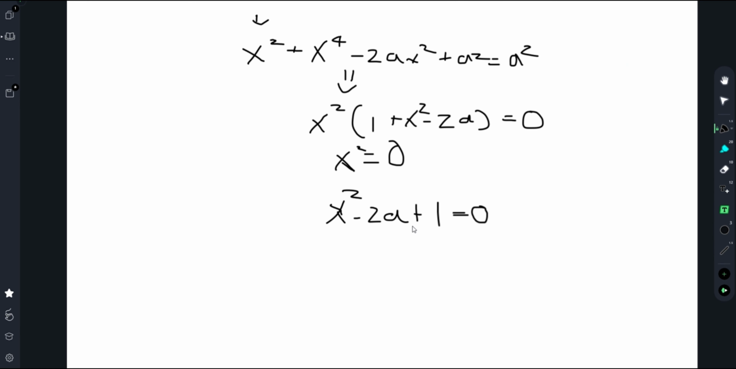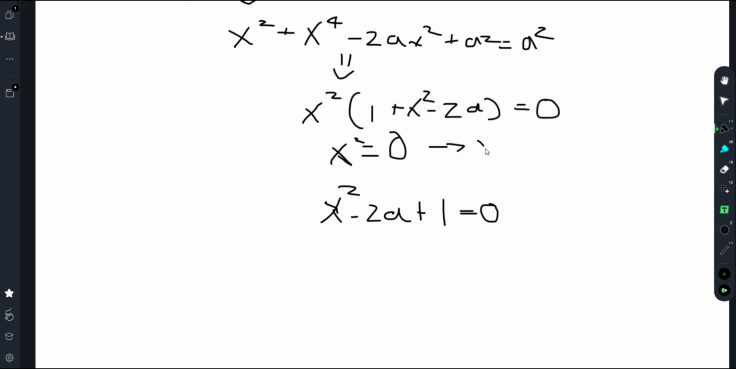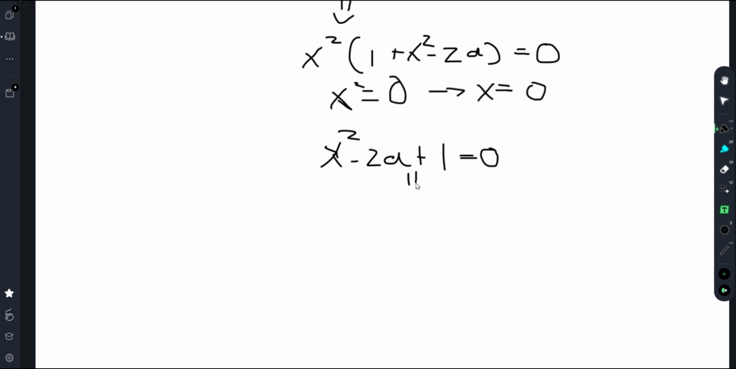So this is when x is equal to 0. So when this happens, x squared is equal to 2a minus 1. So x is equal to plus or minus the square root of 2a minus 1.